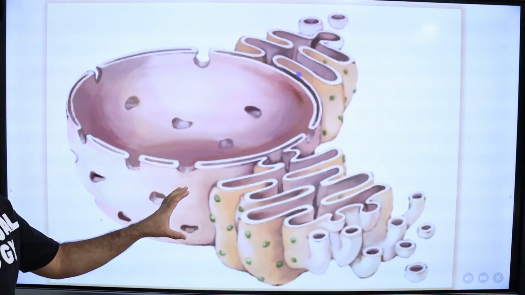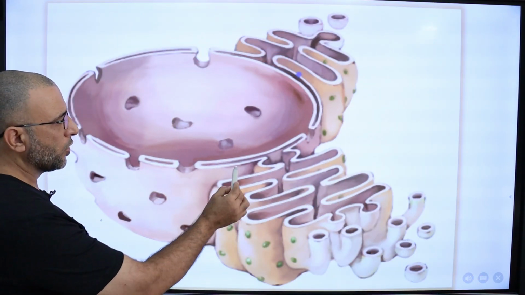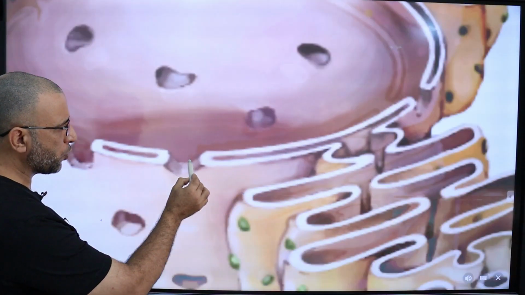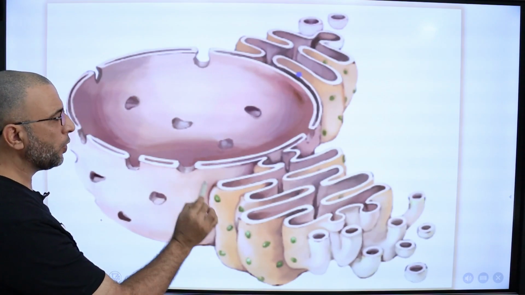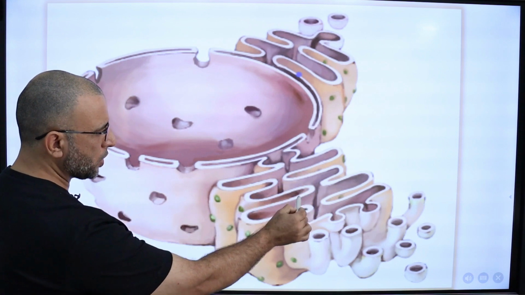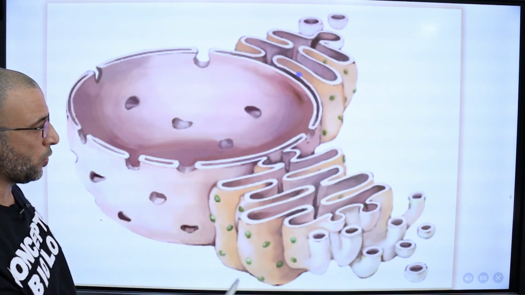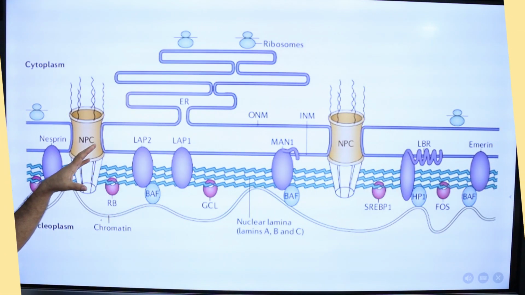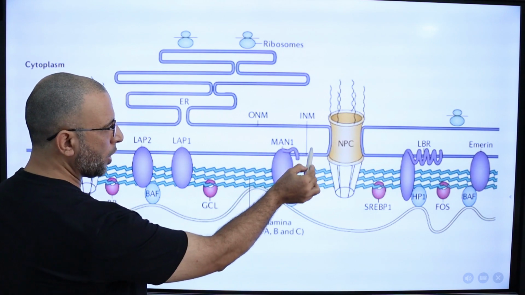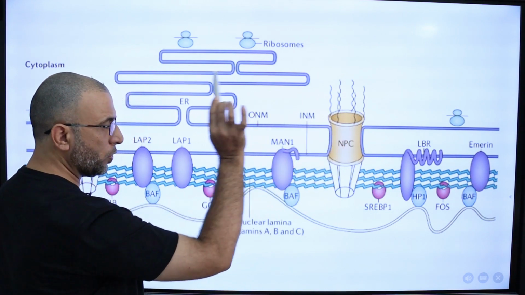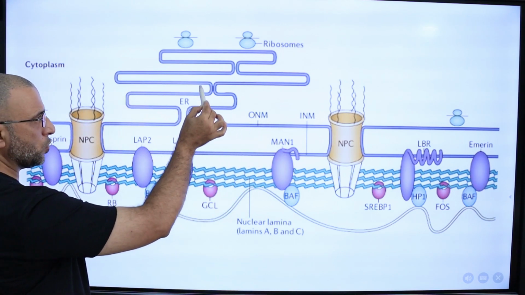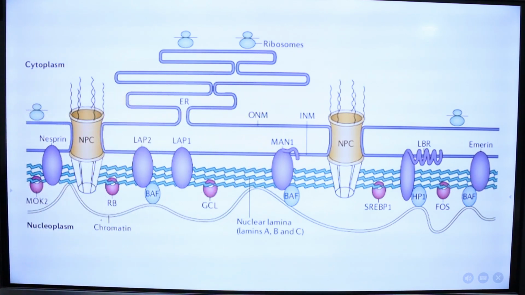So, this is an enlarged structure where we can see that the outer and inner nuclear membranes are continuous at this point, which is called the nuclear pore, and then the outer nuclear membrane further continues into this structure, which is called the rough endoplasmic reticulum. This is another slide where we can see the inner nuclear membrane and outer nuclear membrane are continuous at this point where the nuclear pore is present. And the outer nuclear membrane is continuous into this structure, which is called the rough endoplasmic reticulum.